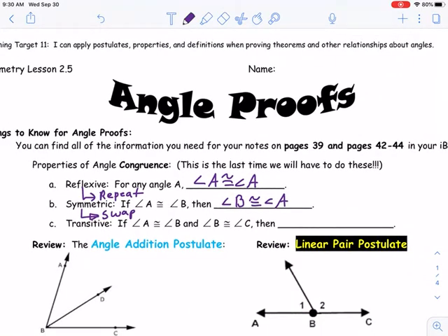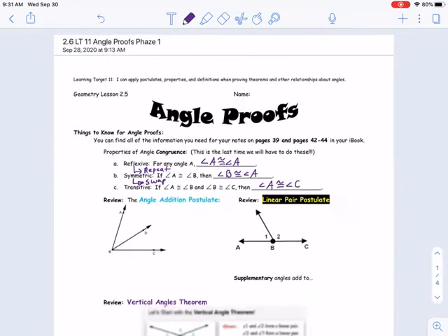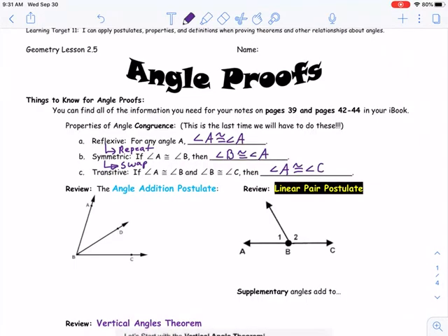Transitive, so if angle A is congruent to angle B and angle B is congruent to angle C, then angle A is congruent to angle C. Since they're congruent to the same thing, they're both congruent to angle B, they must be congruent to each other. All right, now some more review.